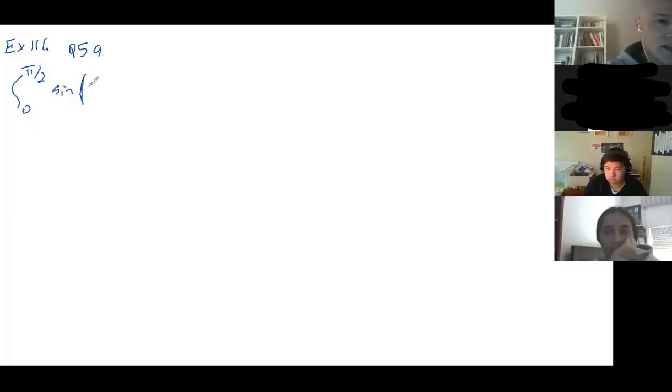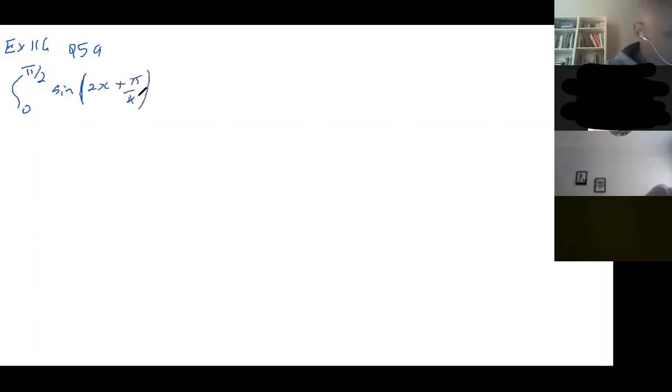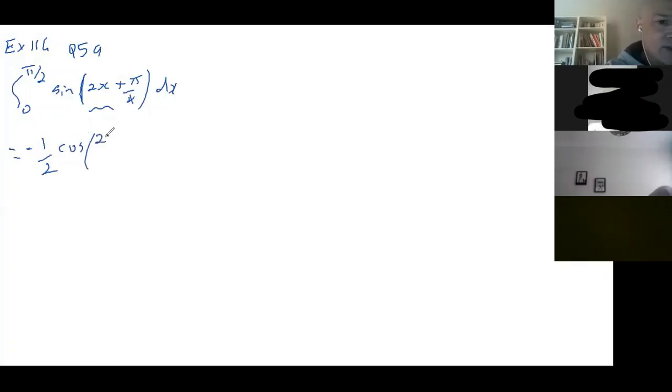Okay, sine of 2x plus pi over 4 dx. So doing this one again, I'm going to differentiate inside the bracket, so that gives me 2, so this becomes the half. Differentiating sine gives me the negative cos, so negative cos of 2x plus, God, that's a pi over 4.